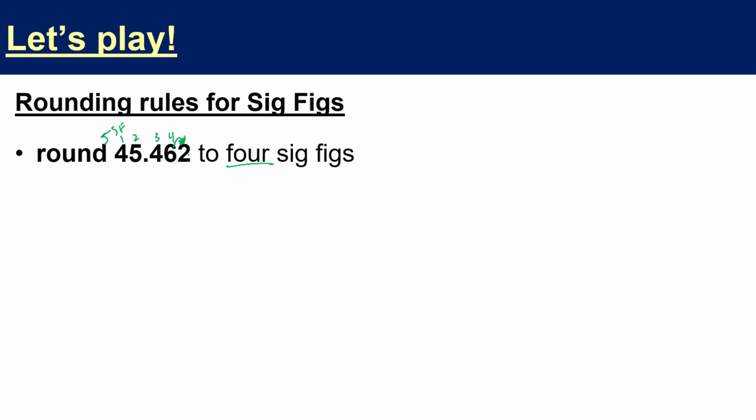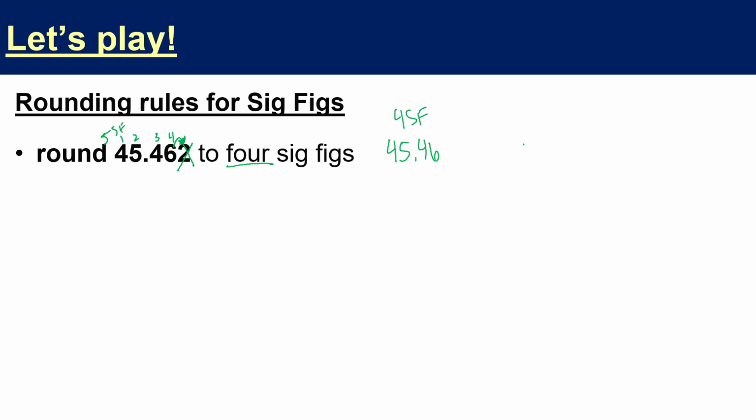4 or less, we're going to ignore. And when we say ignore, we're not going to ignore this and leave it there. Otherwise, our answer would still be to 5 significant figures. What we're going to do now is actually drop that value. We're going to drop it and get 45.46, and that will give us 4 significant figures.